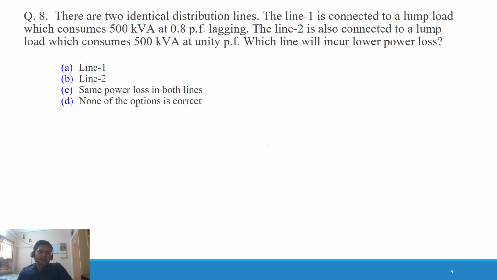There are two identical distribution lines. Line 1 is connected to a lump load which consumes 500 kVA at 0.8 power factor lagging. Line 2 is also connected to a lump load which consumes 500 kVA at unit power factor. Which line will incur lower power loss? So we have two identical distribution lines.